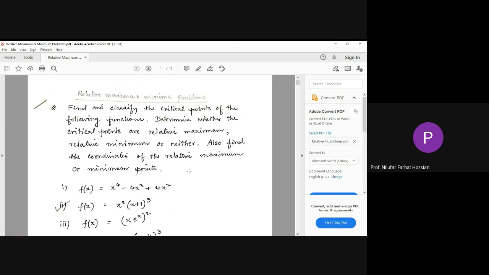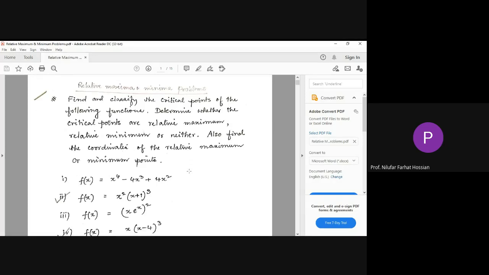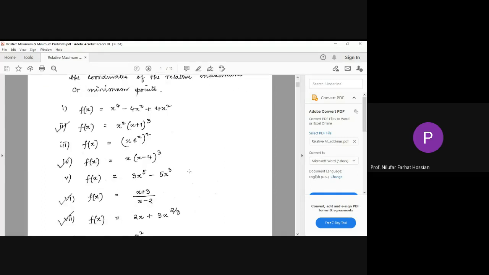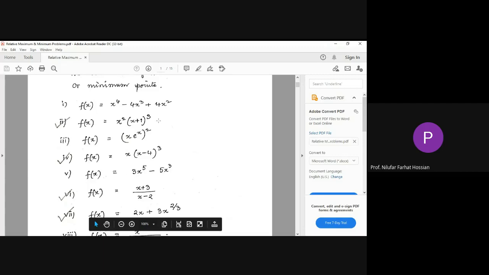So after deciding whether there is a relative maximum or minimum, you have to find the coordinates of that particular maximum or minimum point. So here there is a number of functions. Here I have not done all of them, I have done some of them.